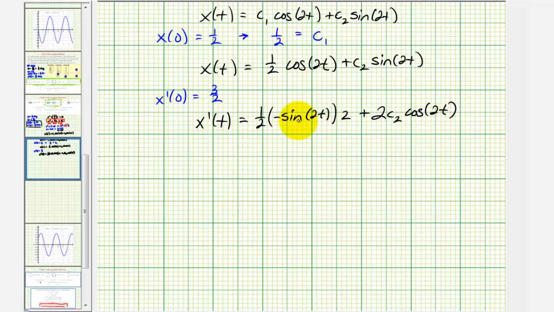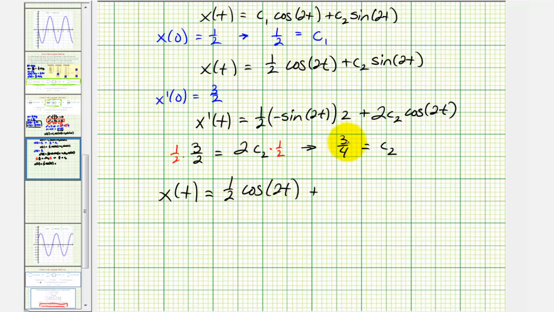I'm not going to simplify this because notice how if x prime of 0 equals 3/2, then x prime of t would be 3/2 when t is 0. When t is 0, this would be sine 0, which would be 0, making this product 0, leaving us with just plus 2 times c sub 2 times cosine 0, which is 1. So this is equal to 2 c sub 2. So if we multiply both sides of the equation by 1/2, we can see we would have 3/4 equals c sub 2, which means the equation of motion is x of t equals 1/2 cosine 2t plus 3/4 sine 2t.